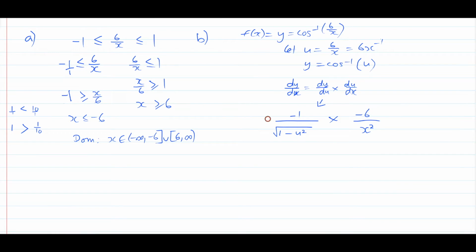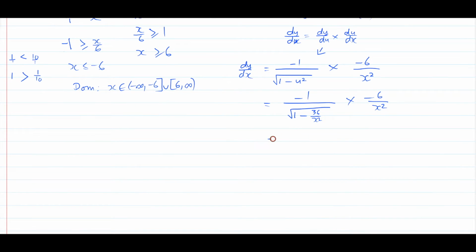You multiply them together to get dy/dx. So dy/dx, replace the u with x because you do not want to see u. This is in terms of x. So that is negative 1 over the square root of 1 minus u squared, which here would be 6 over x fully squared. So you get 36 over x squared, multiplied by negative 6 over x squared.